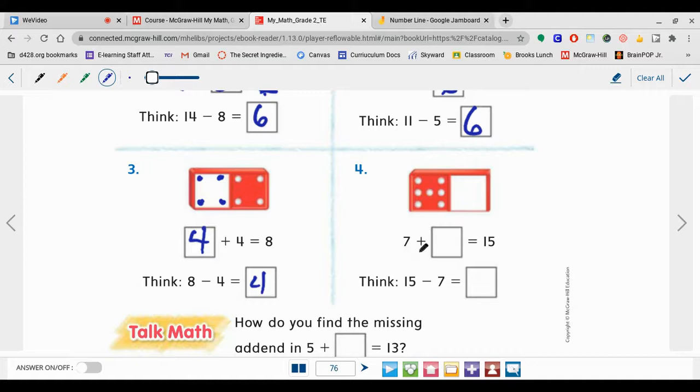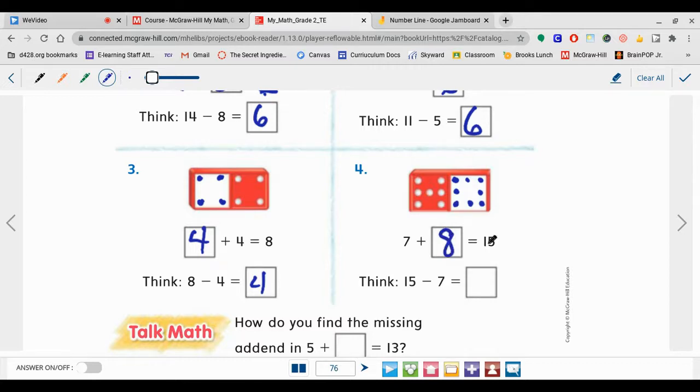For number 4, I've got 7 plus something is going to equal 15. Well, for this one, I'm going to go ahead and draw in my dots. So do it with me. We're going to start with 7 and keep counting, and we'll stop when we get to 15. So 8, 9, 10, 11, 12, 13, 14, 15. Ooh, that was a lot of dots. Let's see how many that was. 1, 2, 3, 4, 5, 6, 7, 8. So that means that 7 plus 8 equals 15.